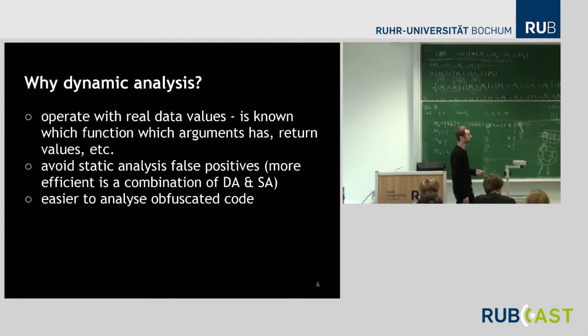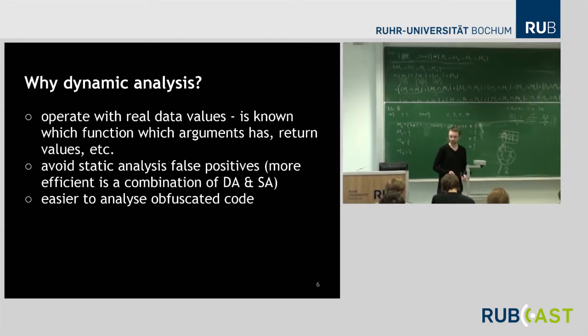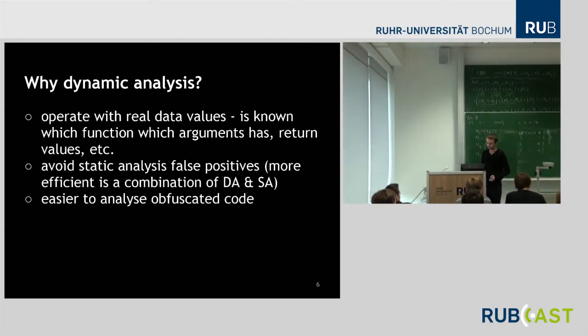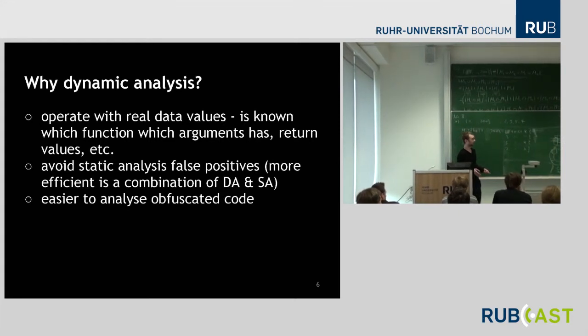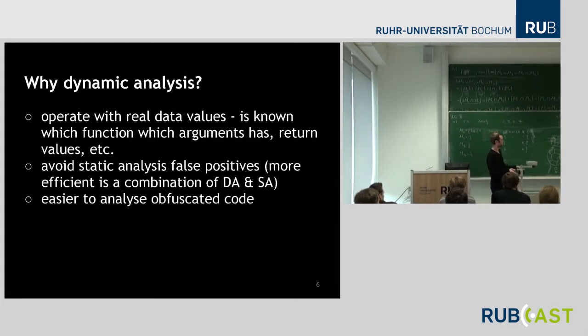Why use dynamic analysis? What is it good for? It's good because it operates with real data. It's quite obvious. You know which function gets which arguments, which data it has, which functions were already executed, how much time it takes to execute this function, and much else. It also allows you to avoid some drawbacks that static analysis has. It doesn't have any false positives because it operates with what it has. It operates with real data, so it doesn't have any assumptions.